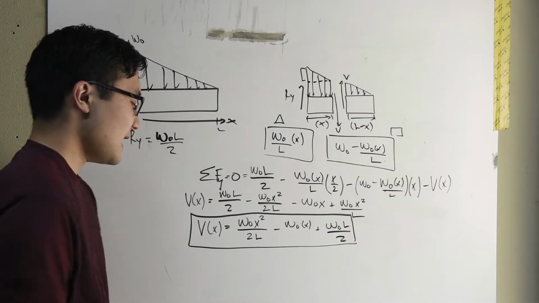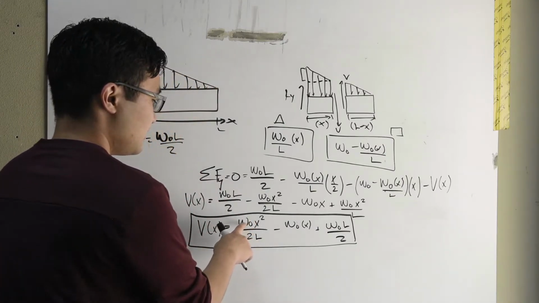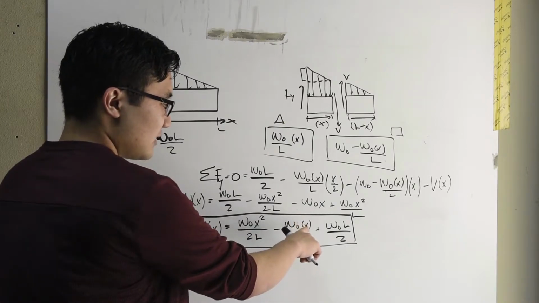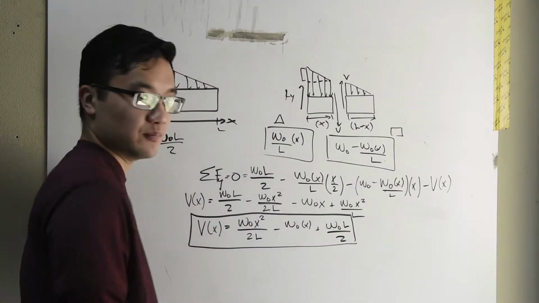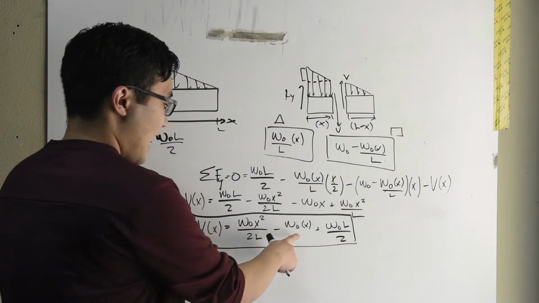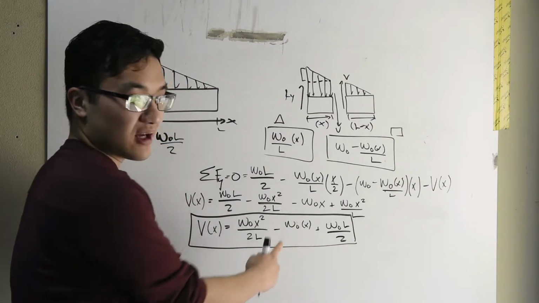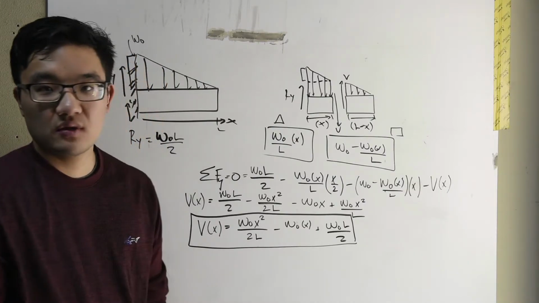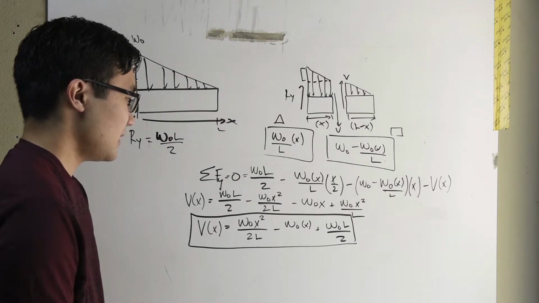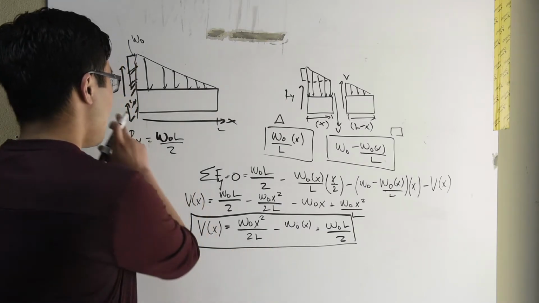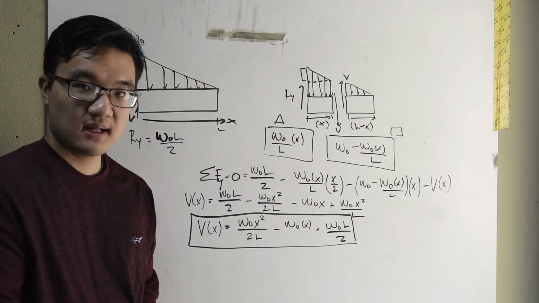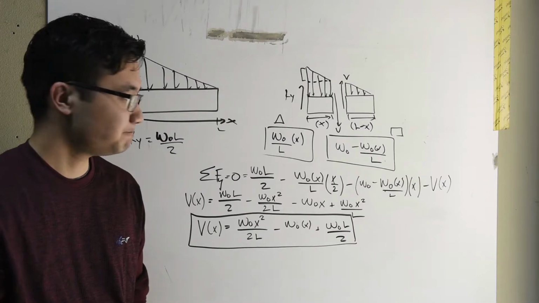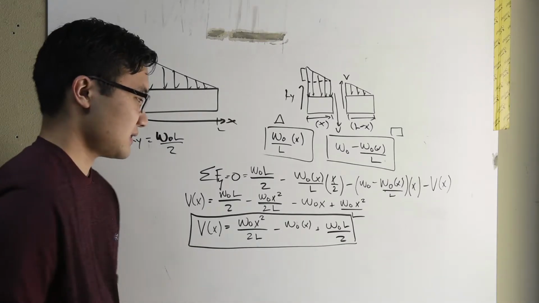Now at x equals L, this term here goes to W naught L over 2 minus W naught L plus W naught L over 2. So these two terms add to equal W naught L, then we subtract W naught L, we get 0. Now if you want to pencil that in, you can do the algebra on your own, but this is satisfied at x equals 0 and x equals L with the boundary conditions that we have for the cantilever beam. Therefore, this is the correct expression.